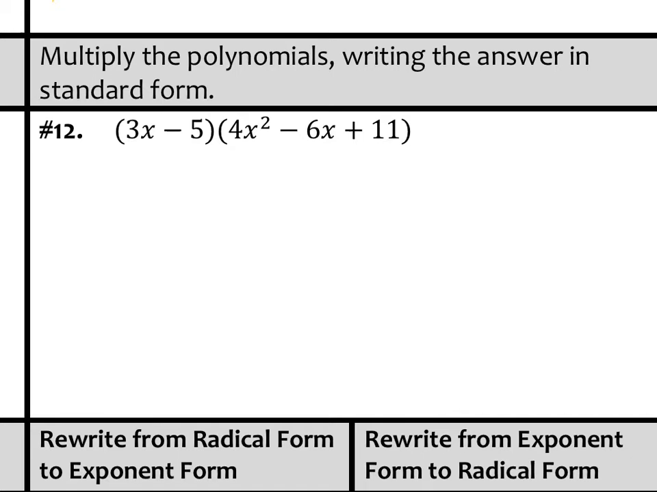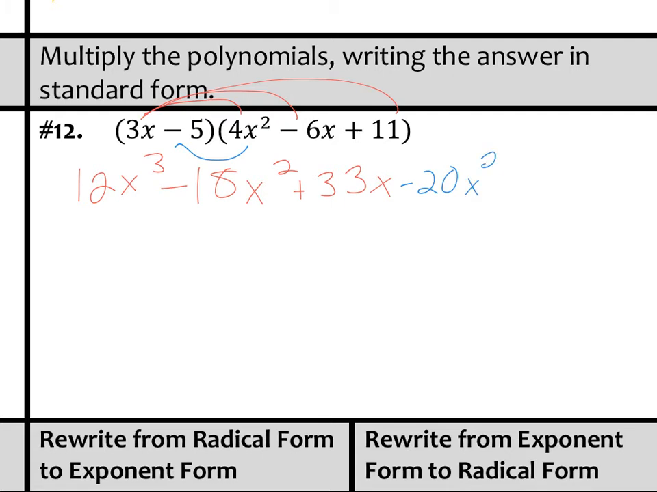All right, let's distribute. We have 3x times 4x squared is 12x cubed. 3x times -6x is -18x squared. And 3x times 11 is plus 33x. Moving to -5. -5 times 4x squared is -20x squared. -5 times -6x is plus 30x. And -5 times 11, -55.